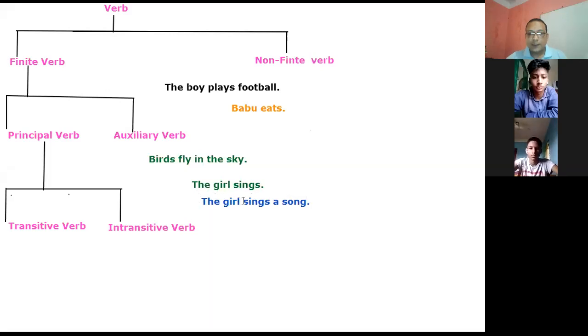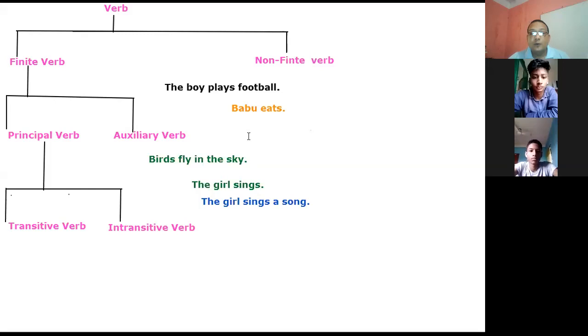Now, what type of verb is sings in this sentence? Transitive. Araf said, Yamin said transitive. It's correct, transitive. But what about this sentence? The girl sings. In this sentence, sings is an intransitive verb. But the later sentence comes with the girl sings a song. In this sentence, sings is a transitive verb.